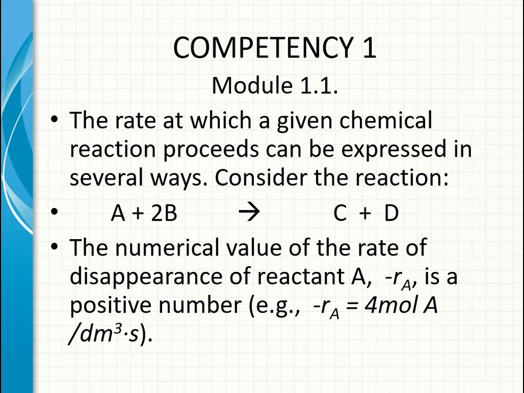The rate at which a given chemical reaction proceeds can be expressed in several ways. Consider the reaction A plus 2B gives C plus D. The numerical value for the rate of disappearance of A, -rA, is a positive number. For example, -rA could be 4 moles of A per cubic decimeter times second, where cubic decimeter is equal to liter. So here again, the rate has a negative sign because A is disappearing.